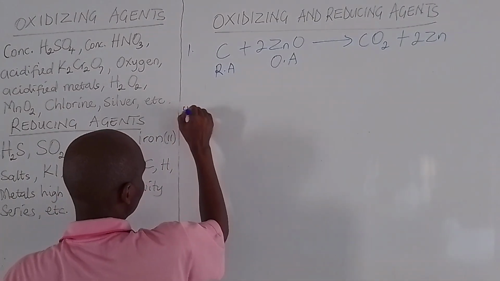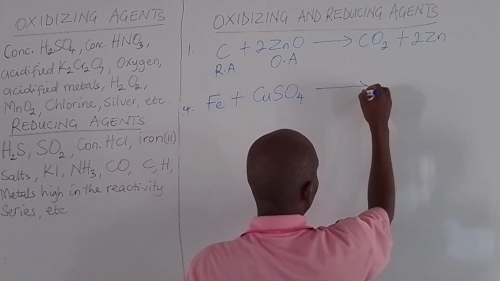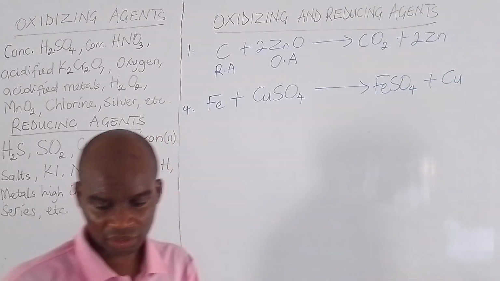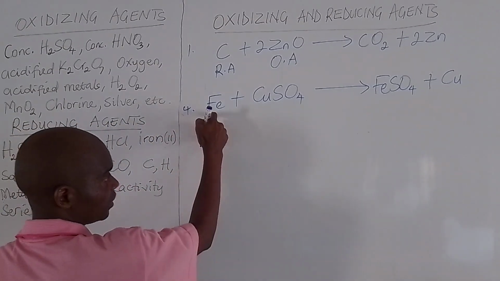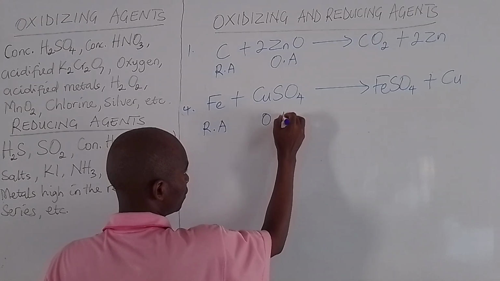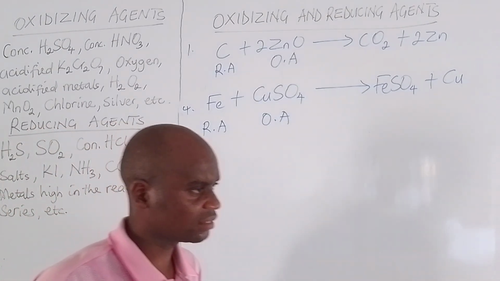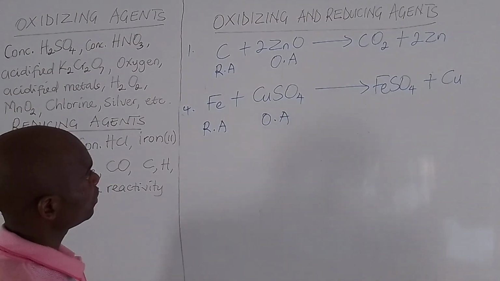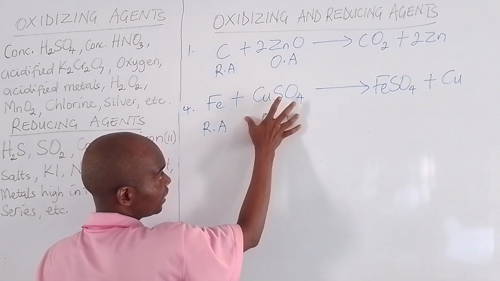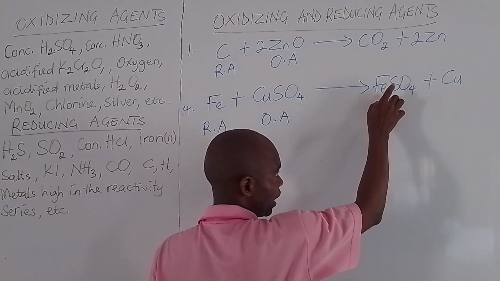For example, in the reaction, our reducing agent is iron, while the oxidizing agent is copper 2 tetraoxosulfate 6. We say an oxidizing agent is a substance which undergoes reduction. So in this reaction, this copper in combination with tetraoxosulfate 6 ion is reduced to copper metal, while iron is being oxidized to iron 2 here.